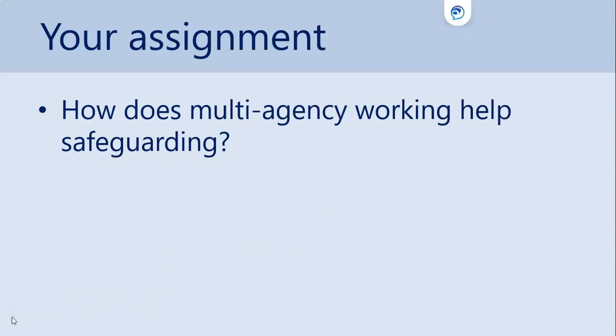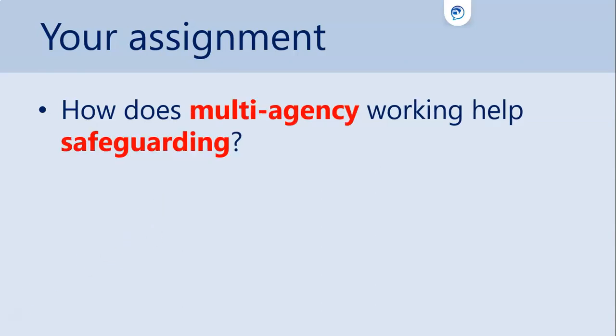Let us take this as an example assignment title or brief. How does multi-agency working help safeguarding? What are the key words, terms or concepts in this statement? Pause the video here and make a note of some of the key terms you think you would search for. Hopefully, you will have picked out multi-agency and safeguarding as the key concepts or keywords that you could search for.